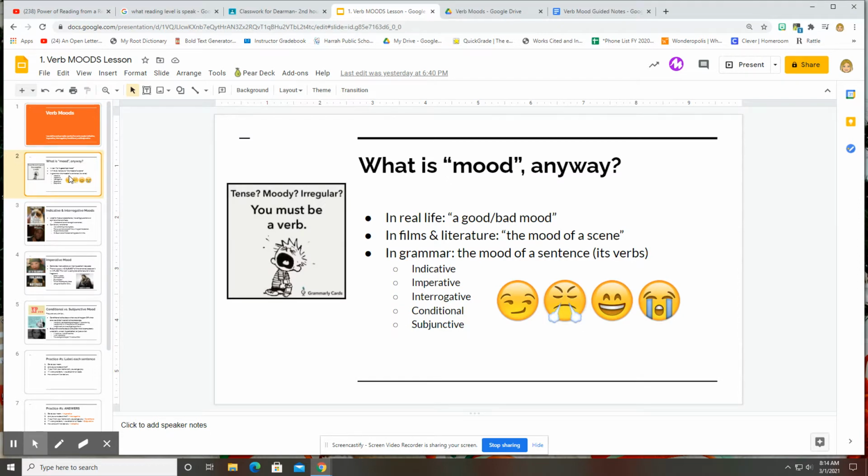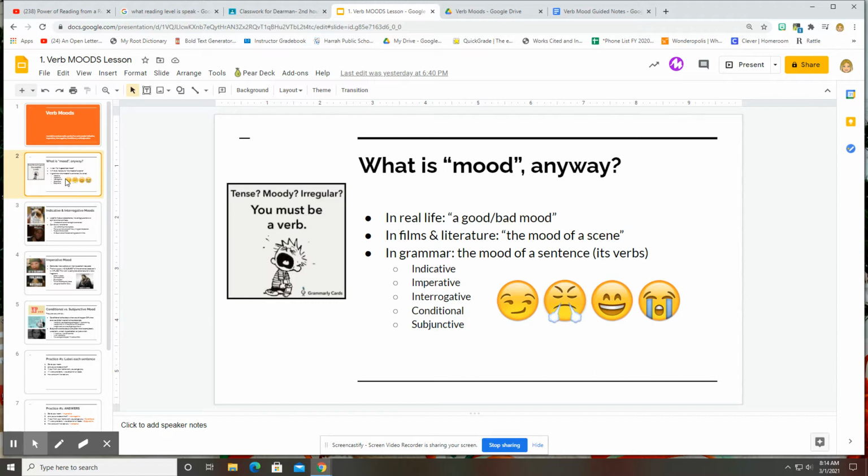So, what is mood anyway? In real life, you can be in a good mood or a bad mood. In films and literature, you might think of the mood of a scene. And in grammar, we think of the mood of a sentence. And this is talking about verbs.